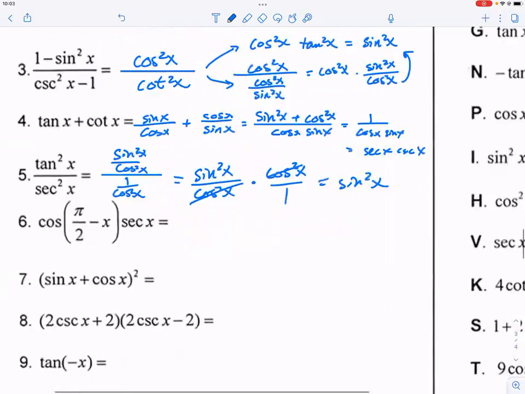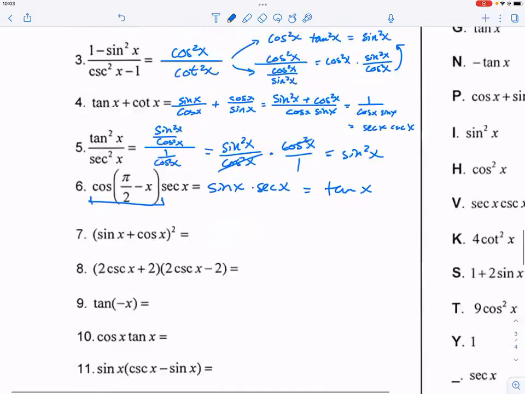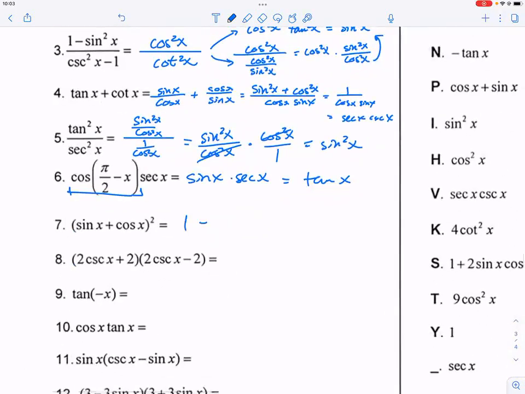I don't recall seeing anything like this on a test, but you should still know this. Cosine of pi over 2 minus x is the same as sine x. So sine x times secant x, that means it is just tangent x. Number 7, everyone should be an expert for number 7 by now. I do mean you can get the answer without actually writing it, the product of the FOIL process.